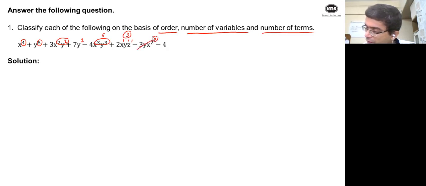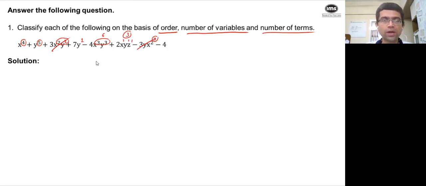By the way, you will realize that this term will cancel with this term. So before finding out order, number of variables, and number of terms, always simplify the given expression, cancel out if something can be, or club all the terms which have the same variable part. Right. So here it was x square y in both the terms, they got cancelled, and minus 4.